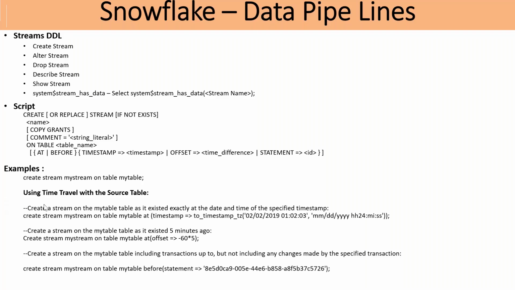So this is what time travel is with streams. I have given some examples. I'm creating a stream on table so and so at a particular timestamp, at a particular time 5 minutes earlier, or before a statement. You can do this while we are cloning, as we have seen. So you can clone a stream at the current data set, or you can go back to whatever timestamp you want and clone a stream.